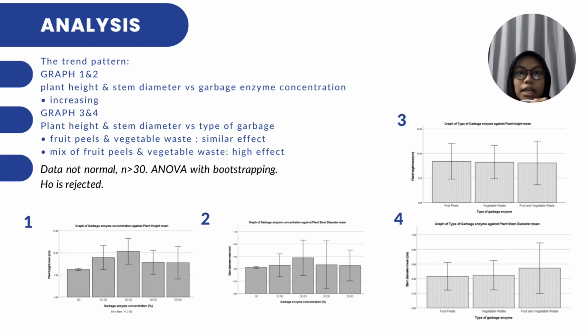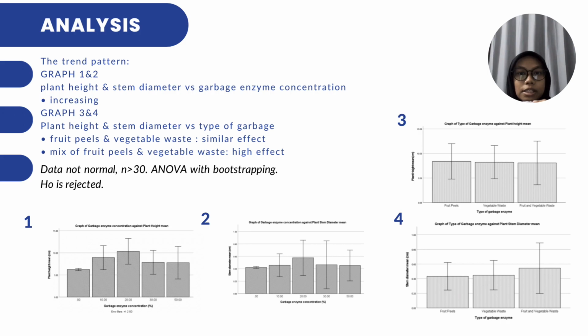As for plant height, we can see the lowest effect on plant height are 0% fruit peel, 0% vegetable waste, 0% fruit and vegetable waste, 50% fruit peel, and 30% vegetable waste. The factor that has the highest effect on increasing the plant height is 30% of fruit peel. As for the stem diameter, we can see the lowest effect are 30% fruit and vegetable waste and 50% fruit and vegetable waste. The factor that has the highest effect on increasing it is 30% of fruit peel.